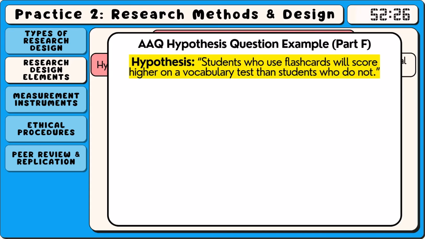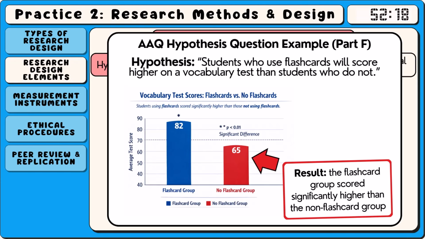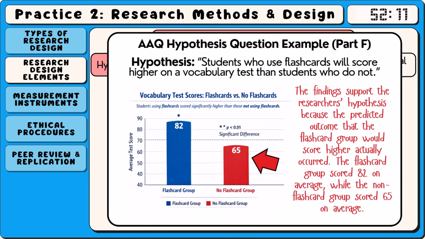Imagine you're presented with an article that hypothesizes that students who use flashcards will score higher on a vocabulary test than students who do not. After the study is completed, the results show that the flashcard group scored significantly higher than the non-flashcard group. In the exam, you'd be able to say that this finding supports the researcher's hypothesis because the predicted outcome that the flashcard group would score higher actually occurred. The flashcard group scored 82 on average, while the non-flashcard group scored 65 on average.